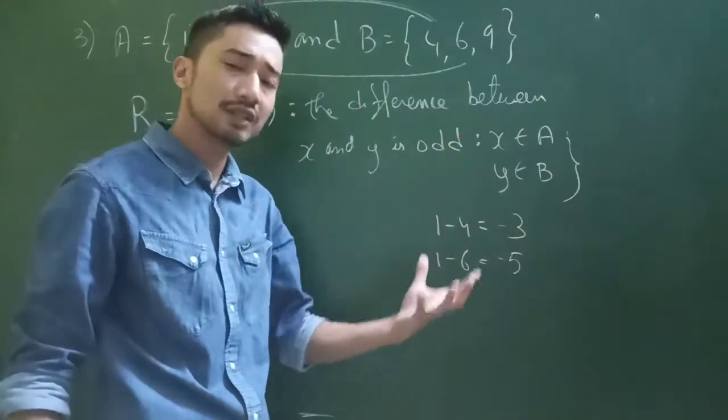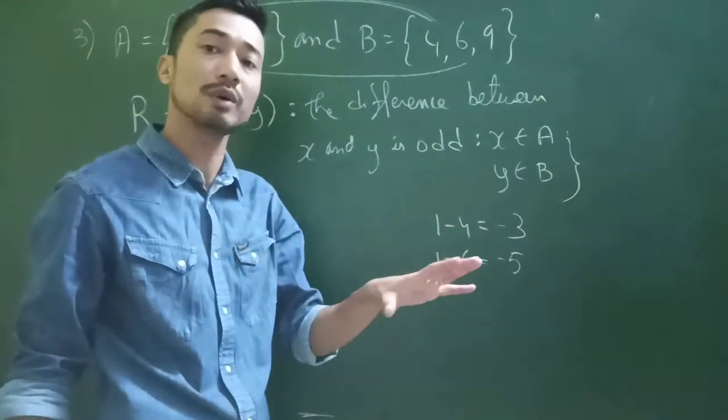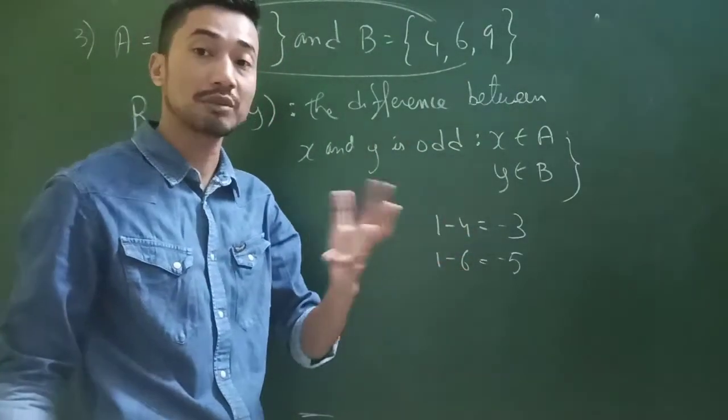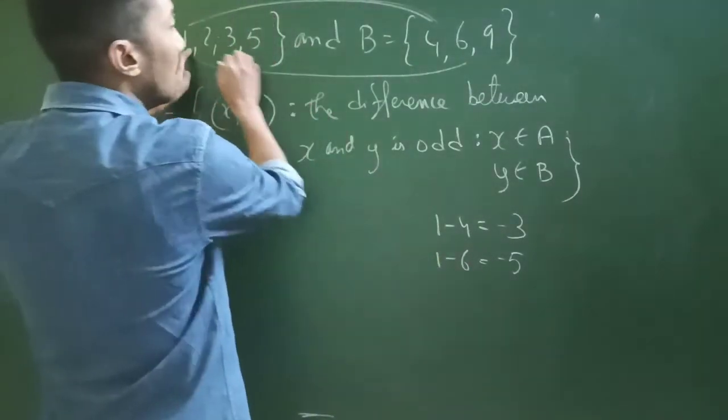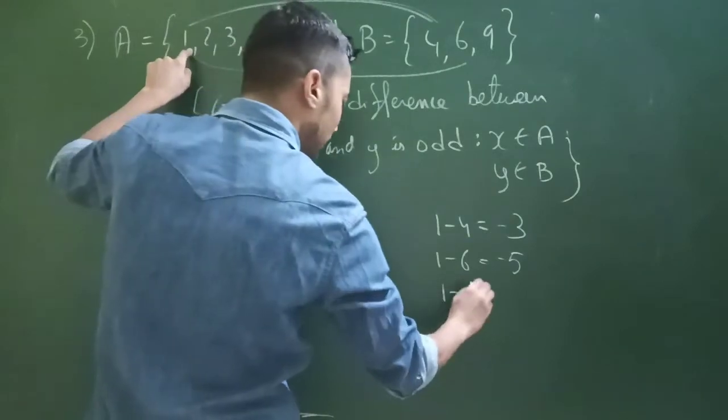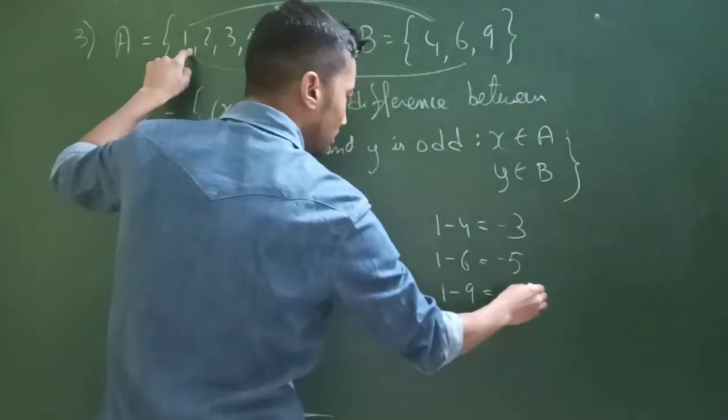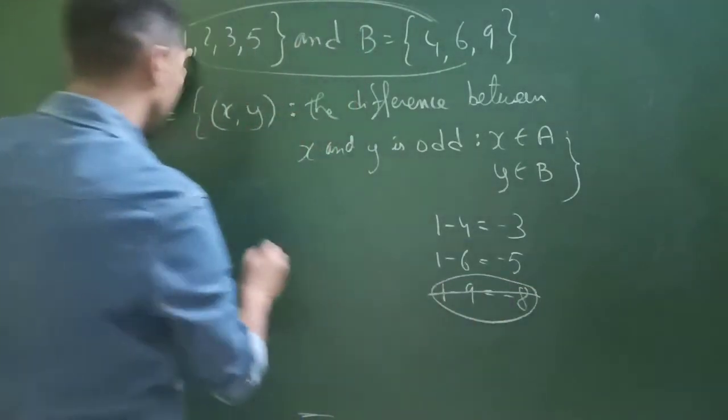Does it talk about odd natural numbers or not? It doesn't talk about anything. It just says odd, so it can be natural numbers. It can be integers also. Okay, then again, 1 minus 9 is minus 8, which is even.